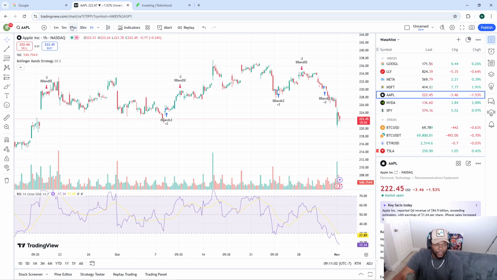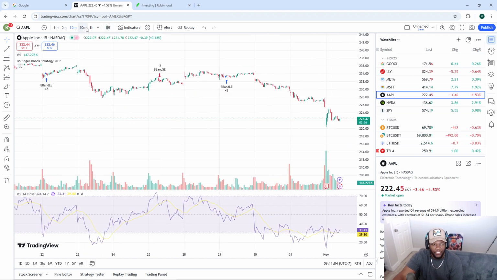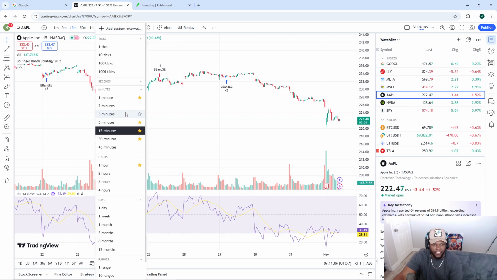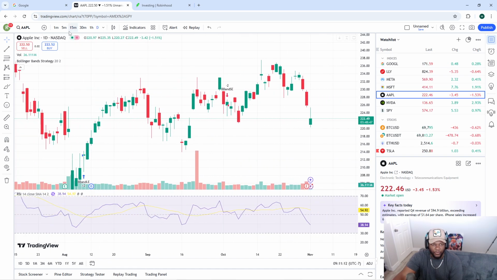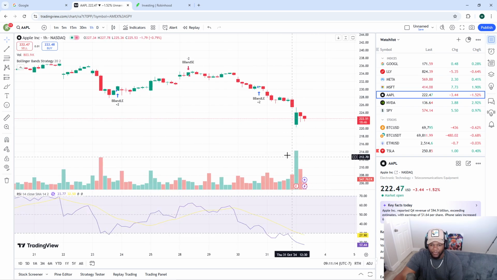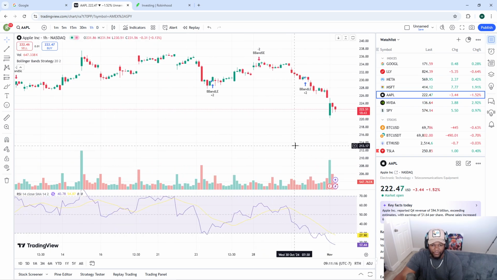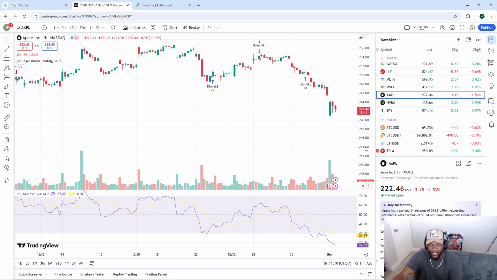So, for example, let's go to the daily and see how the daily looks. I was just on the 1 hour. Let's zoom in. Actually, forget it. Let's go back to the hour, because most people are going to trade on the hour. You're not going to trade on the daily. With the daily, you have to have extreme patience.